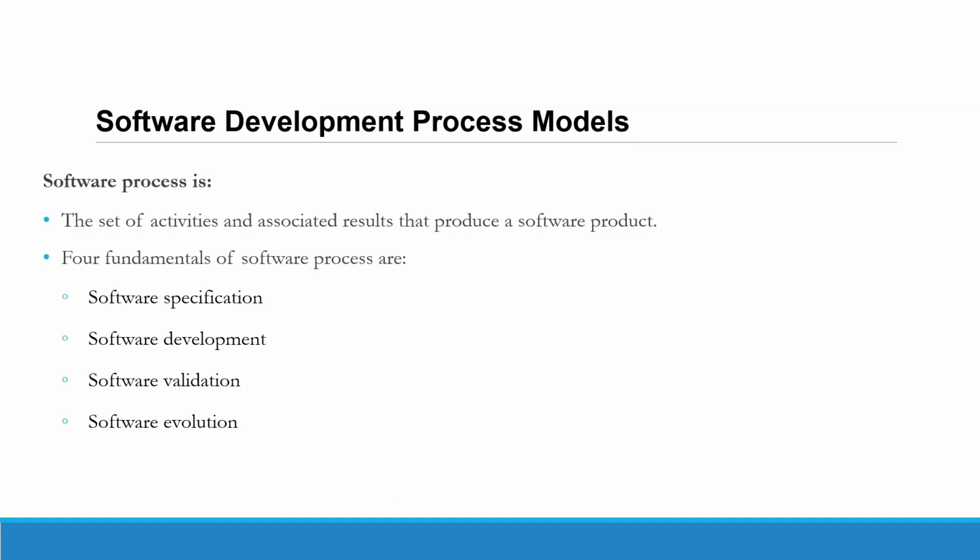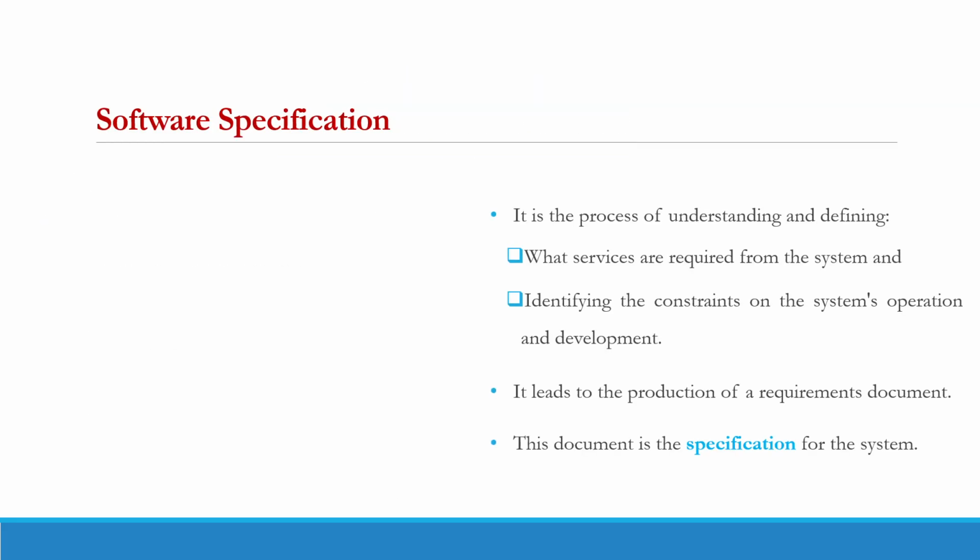Now let's discuss software specification. When we say software specification, we are talking about requirement determination, or we are going to determine the requirements. The system will have different kinds of services and constraints. As a software engineer we have to determine those requirements and services. So software specification is the process of understanding and defining what services are required from the system and identifying the constraints on the system's operation and development.